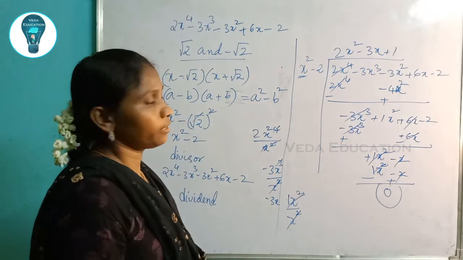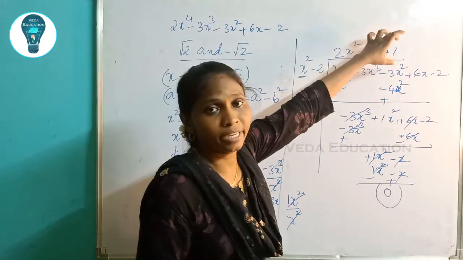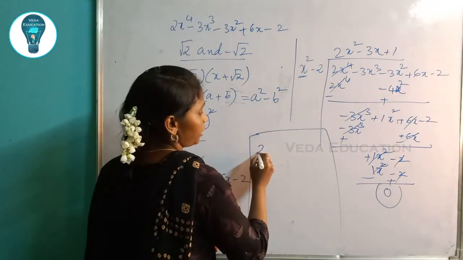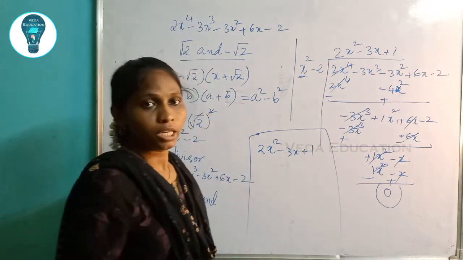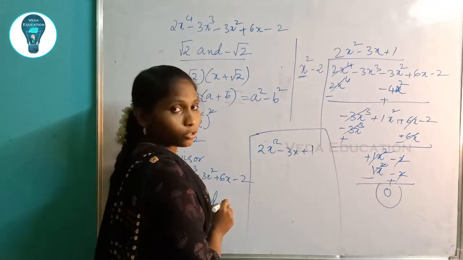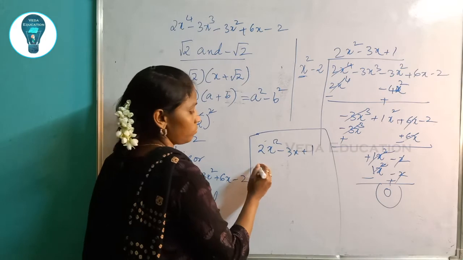Now, after getting this, what are the other two zeros? Here, what is the quotient? 2x square minus 3x plus 1. So here, the quotient is 2x square minus 3x plus 1. Now, do the factorization of this. 1 into 2, you will get 2. The two factors are 1 and 2. So, 1 and 2, you will get 3.